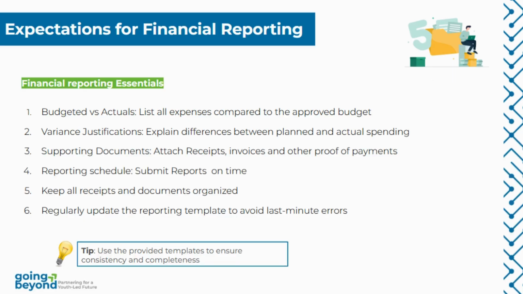Here's what we expect in financial reporting to ensure clarity and compliance. 1. Budgeted versus actuals. Compare all expenses to the approved budget. 2. Variance justifications. Clearly explain any differences between planned and actual spending. 3. Supporting documents. Attach receipts, invoices, and proof of payments. 4. Reporting schedule. 5. Submit reports on time. 6. Keep all documents organized. Tip: use the provided templates to maintain consistency and avoid last-minute errors. Consistent reporting helps us track progress and address issues quickly.